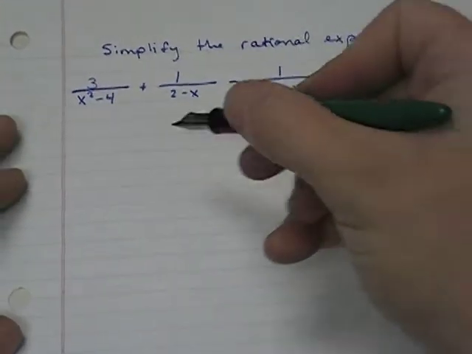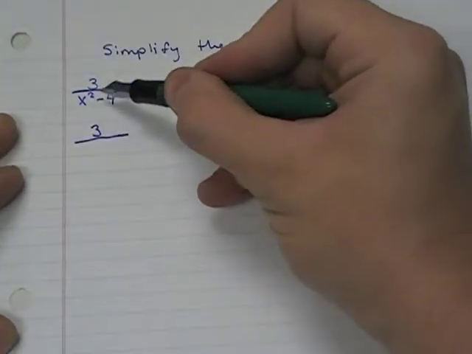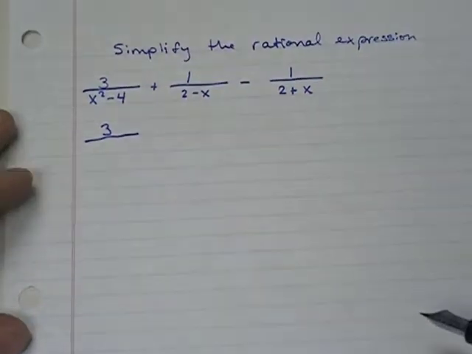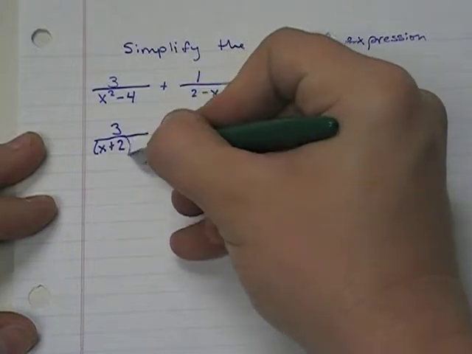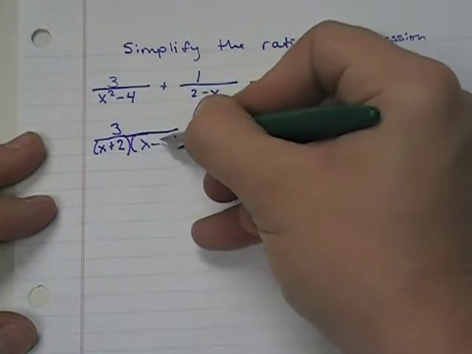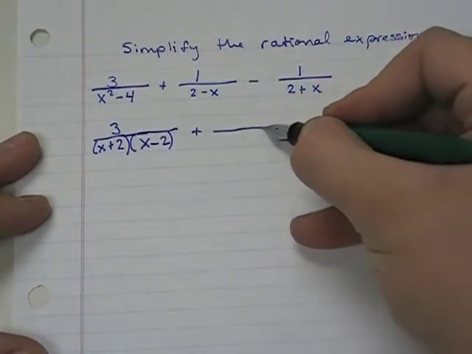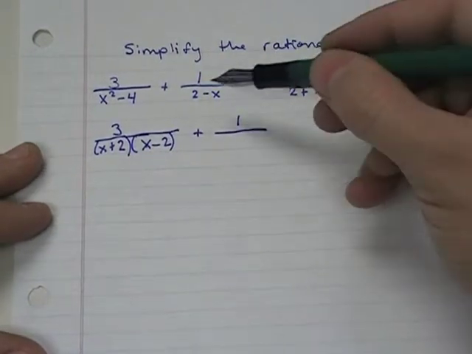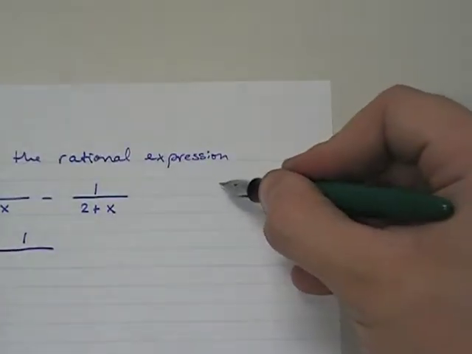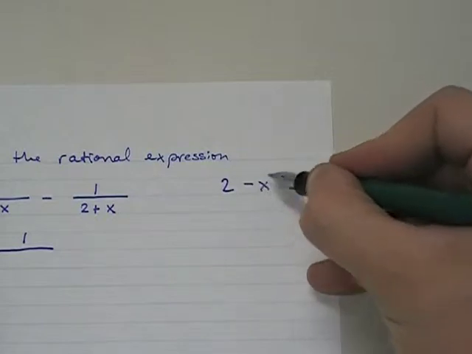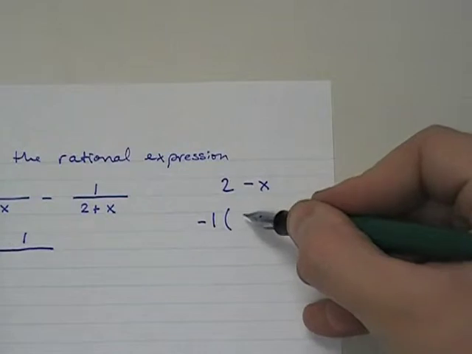So I'm going to rewrite each of these, starting with the first one. X squared minus 4 is a difference of squares, and its factors are x plus 2 and x minus 2. The second thing I'm going to do, you have here 2 minus x. I'll just come over to the side for a second. 2 minus x can be rewritten like this.